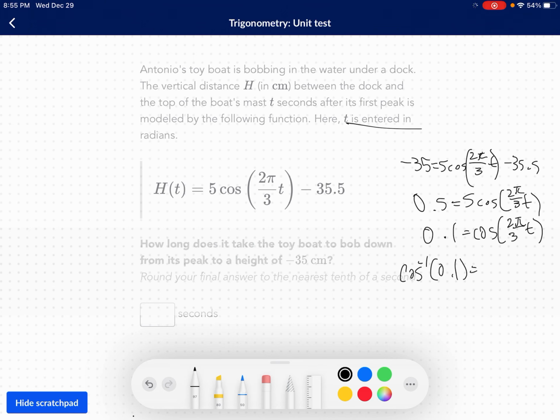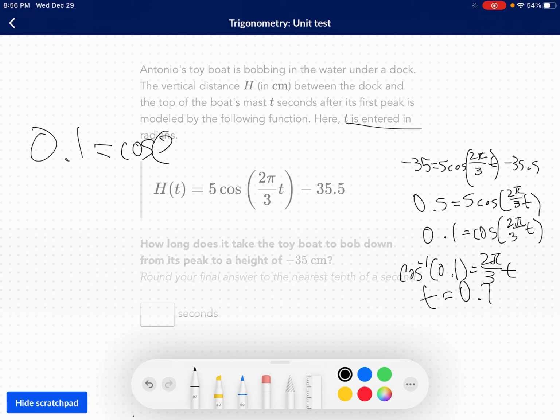So inverse cosine of 0.1 equals 2 pi over 3t. Inverse cosine of 0.1 is, and multiply by 3 divided by 2 pi. It's 0.7. t here equals about 0.7 seconds. I'm gonna look at the other solution just to make sure I didn't do anything wrong.